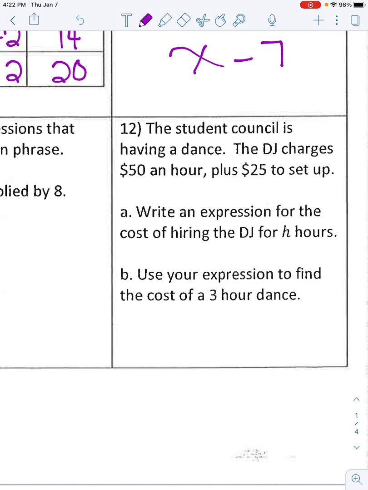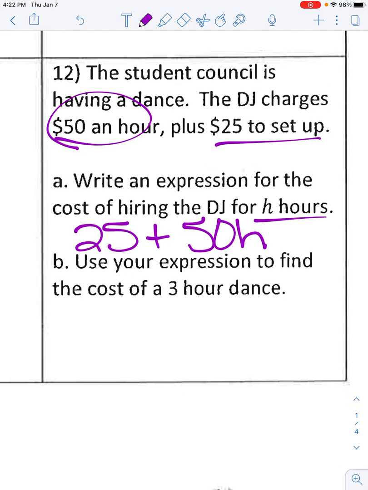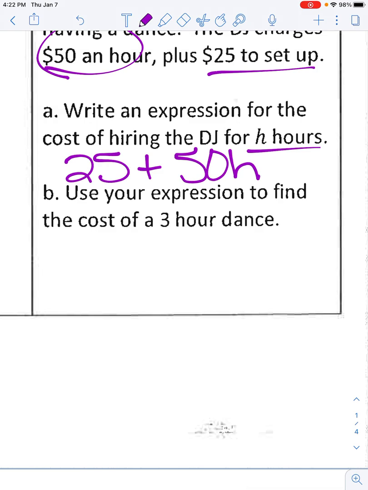Number 12, the student council is having a dance. The DJ charges $50 an hour, 50 per hour, plus a $25 setup fee. Write an expression for the cost of hiring the DJ for H hours. We don't know the number of hours. So it's 25 for a setup fee, plus 50 per hour. That would be the expression.